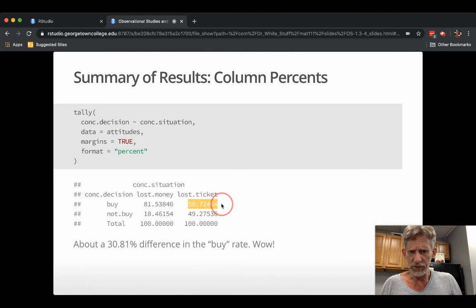81.5 minus 50.7%. It's a difference of about 30.81% in the buy rate. So in this data we've got here, people were more likely by 30% to be willing to spend the $30 if they were in the lost money situation. That's a pretty big difference, it looks like.